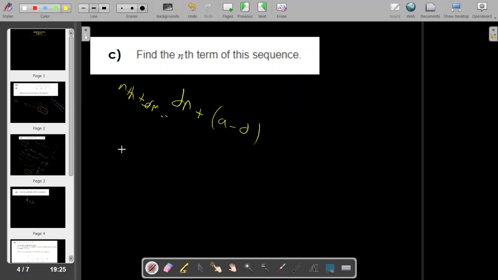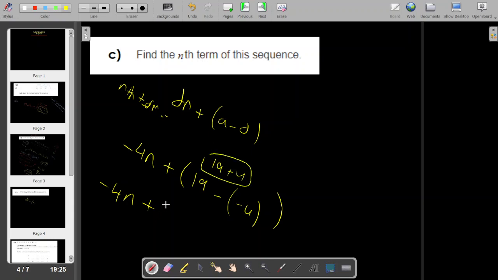So d was discovered as minus 4n plus, we did that before but we're going to repeat it. a is equal to 19 minus d, and d is equal to minus 4. So minus 4n plus, and here is going to be 19 plus 4. 19 plus 4 is going to be 23. So this is going to be your nth term. The nth term is going to be minus 4n plus 23.